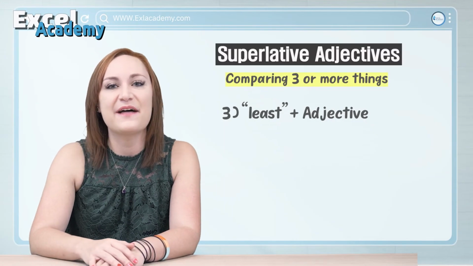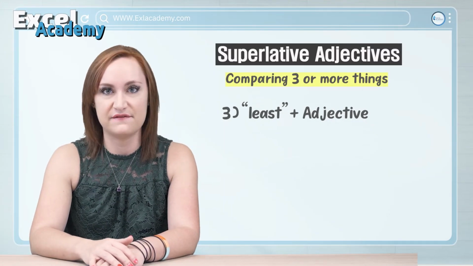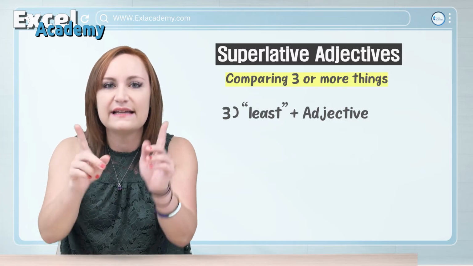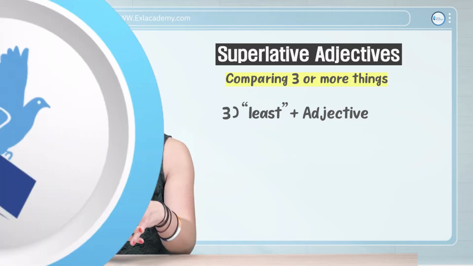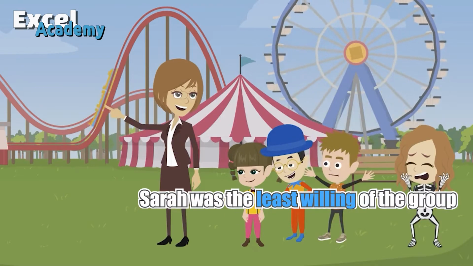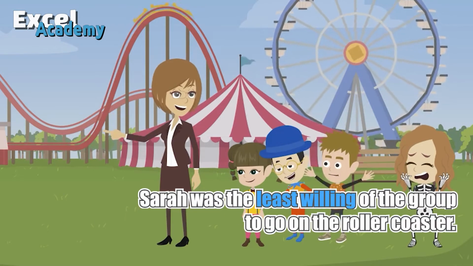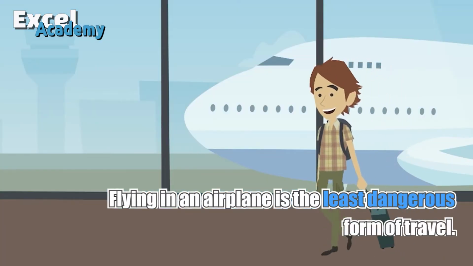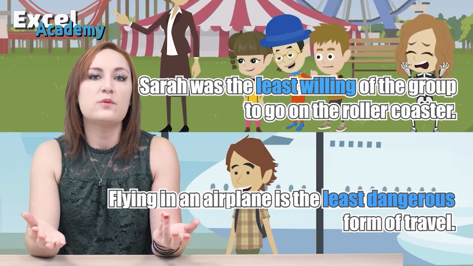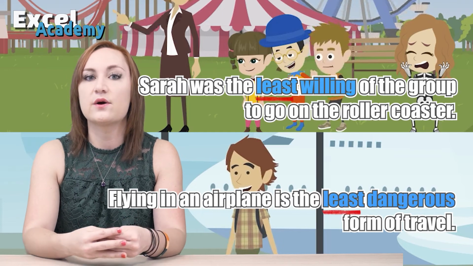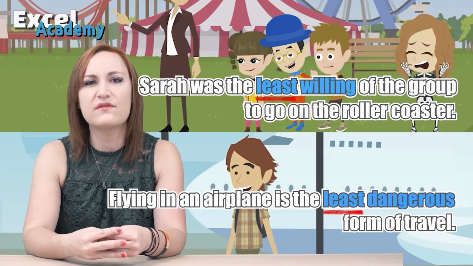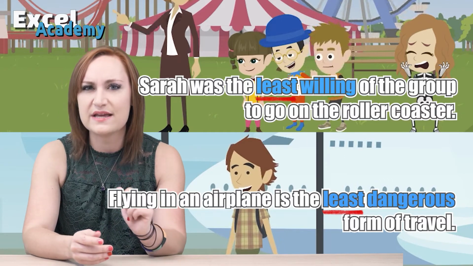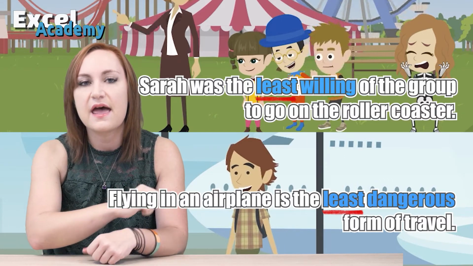We can also add the word least before the adjective to show that something is, well, the least of the group. Let's see it in action. Sarah was the least willing of the group to go on the roller coaster. Or, flying in an airplane is the least dangerous form of travel. Now, when dealing with adjectives of inferiority, such as these, we can never add on est to the ending. So remember to always add the word least.